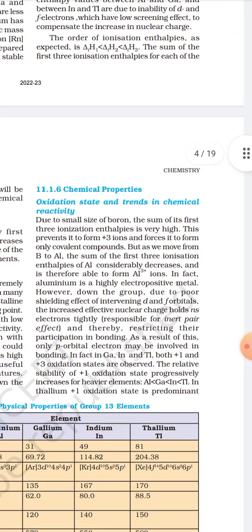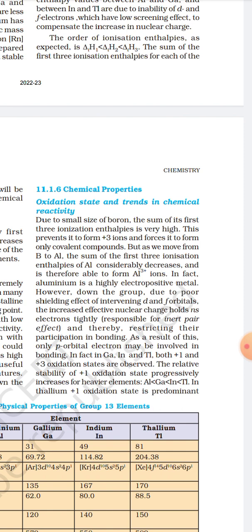Next, chemical properties. Oxidation state and trends in chemical reactivity. Due to the small size of boron, the sum of its first three ionization enthalpies is very high. This prevents it from forming +3 ions and forces it to form only covalent compounds. But as we move from boron to aluminium, the sum of the first three ionization enthalpies of aluminium considerably decreases, and it is therefore able to form Al3+ ions. In fact, aluminium is a highly electropositive metal. However, down the group, due to the poor shielding effect of intervening d and f orbitals, the increased effective nuclear charge holds ns electrons tightly, responsible for the inert pair effect, thereby restricting their participation in bonding.